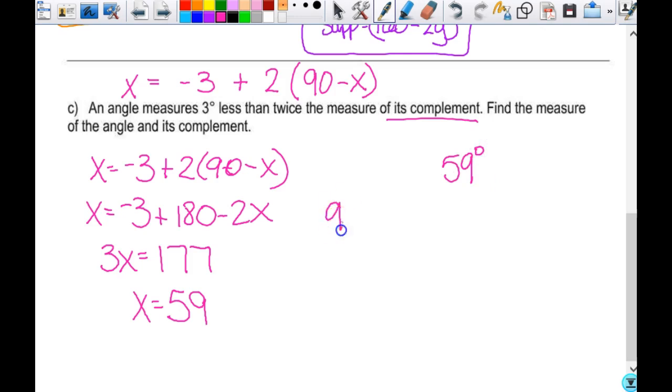And then you do 90 minus 59 to get the other one. Okay? So you should be able to do the complement and supplement ones down at the bottom. Don't try and do anything else just yet. It won't be due Tuesday, it'll be due Wednesday, and we'll finish the notes on Monday.